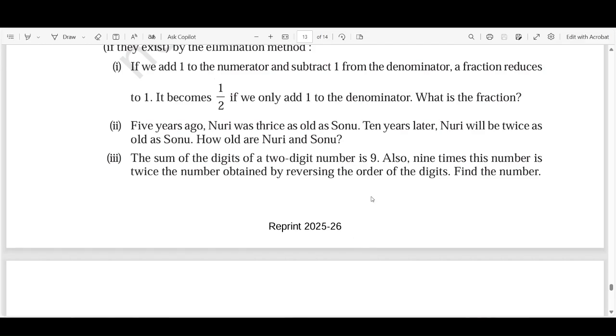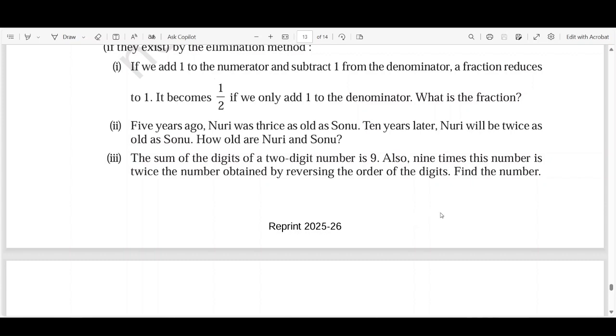Problem number 3. The sum of the digits of a 2-digit number is 9. Also, 9 times this number is twice the number obtained by reversing the order of the digits. Find the number. So they have given a 2-digit number. We have already discussed a similar problem in the example.